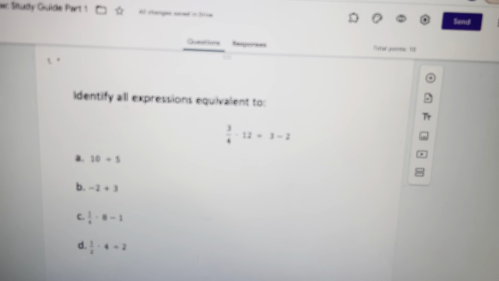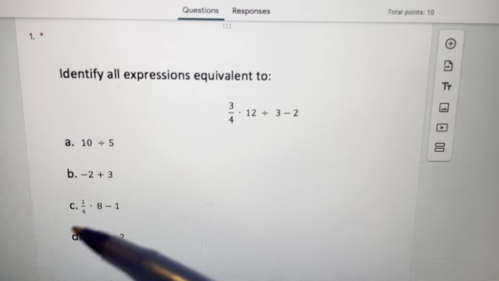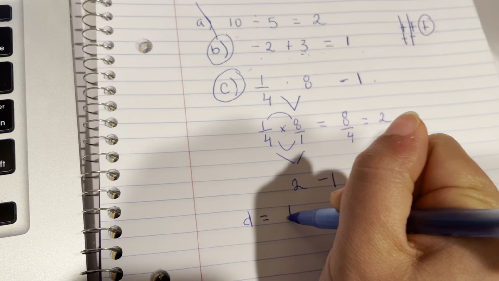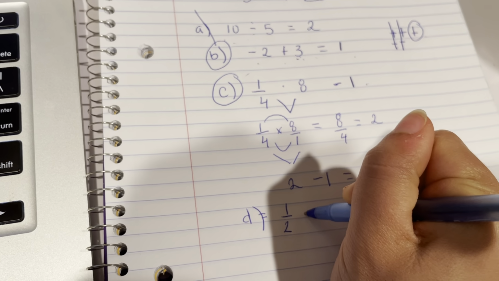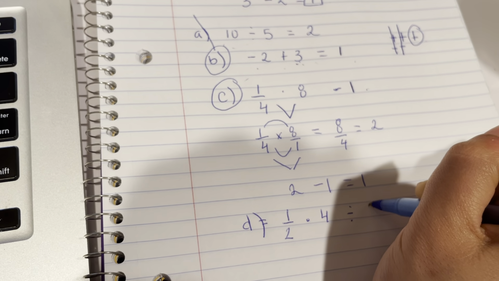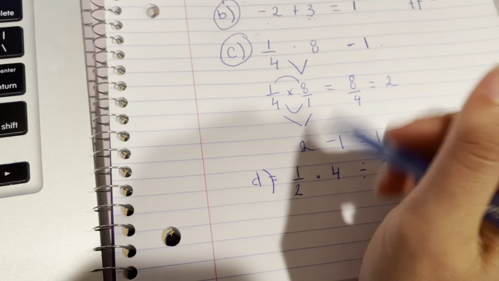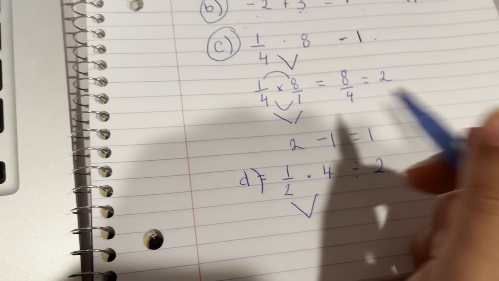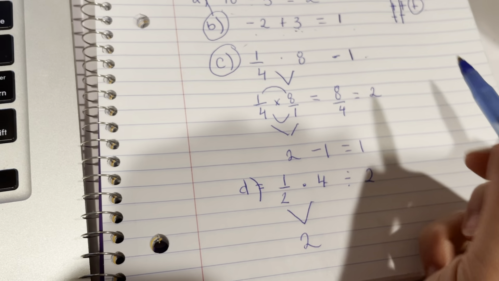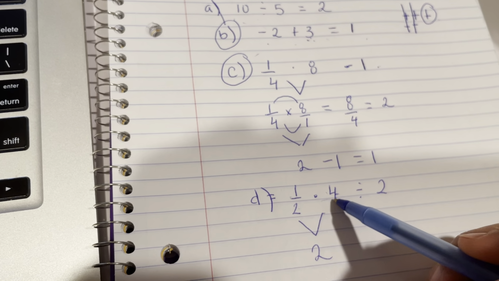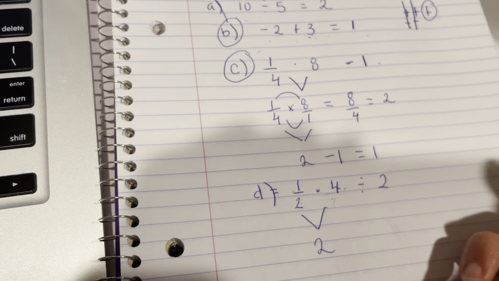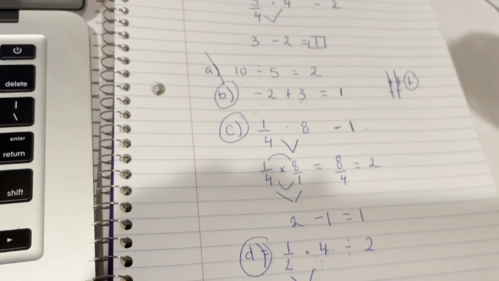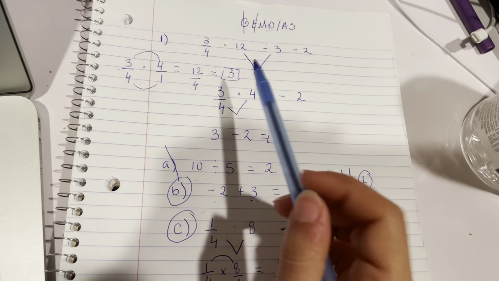So C is also an answer, right? Because this is identify all expressions, so we need to make sure that all expressions are solved out so I could see if they actually equal each other. And the last one, we have 1/2 times 4 divided by 2. So you can kind of start off with any order. It really doesn't matter with multiplication and division. So 1/2 times 4 is the same as half of 4. I know that half of 4 is 2, but you could do the same thing where you multiply 1/2 times 4 over 1. You would get 4 over 2, which is 2, divided by 2, which is also 1. So B, C, and D are all answers to this one right here.